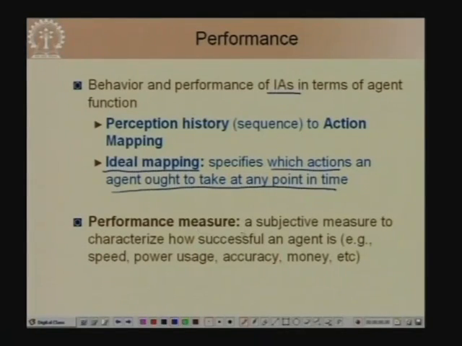The performance measure is in fact a subjective measure which characterizes how successful an agent is, and how the performance measure is characterized can vary. The performance measure could be how rich the agent will become if the agent behaves in a particular way, or how quickly the problem can be solved, or how good the solution is, what is the quality of the solution that the agent has been able to achieve, the amount of power. The agent's objective may be to minimize the amount of power consumed, or the performance measure could be a combination of several of these factors.